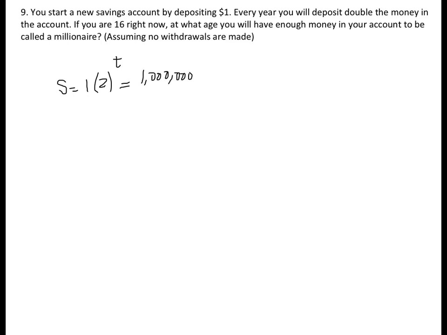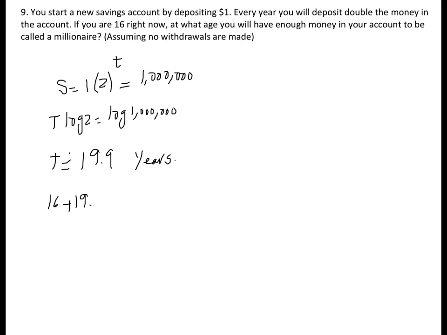So as usual, I'm going to take the log of both sides, so I get t log 2 is log $1 million. So I get t is approximately 19.9 years. Since we are asked how old you are, you just add 16 plus 19.9. It's about 36 years old. So if you start depositing when you're 16 every year, doubling the money, by age 36 you are a millionaire.